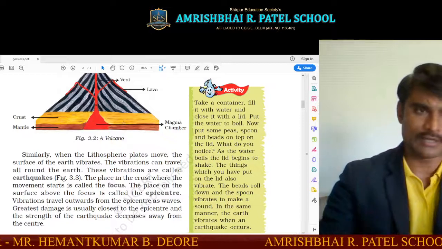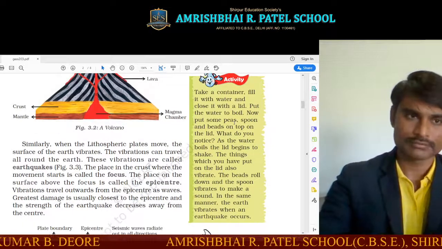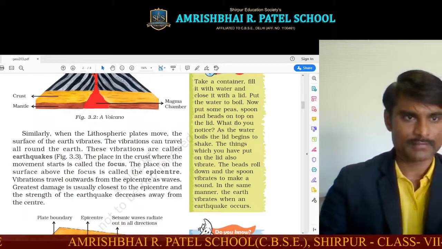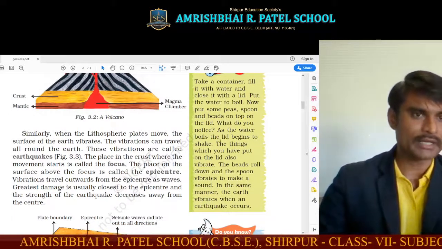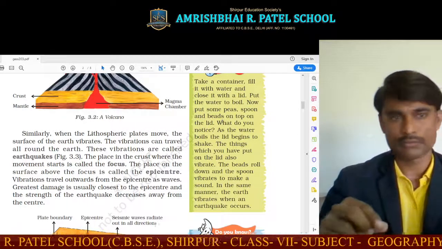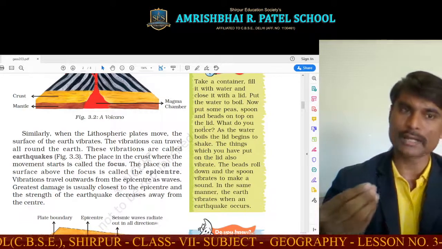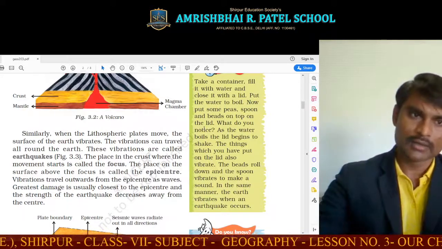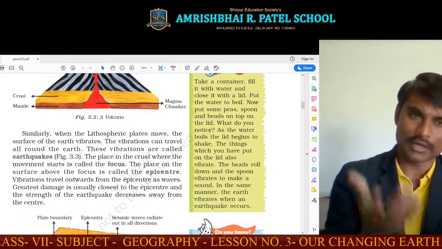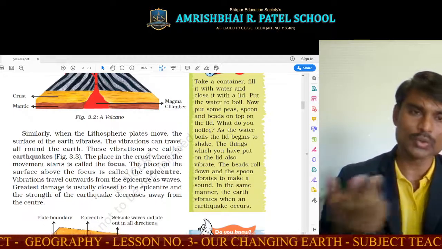You have to take a container, fill it with water, and close it with a lid. Tighten it. Put the water to boil. After completely putting the lid on the container, you have to put it to boil. Now put some peas, a spoon and beads on the top of the lid. What you will notice is that as the water boils, the lid begins to shake.